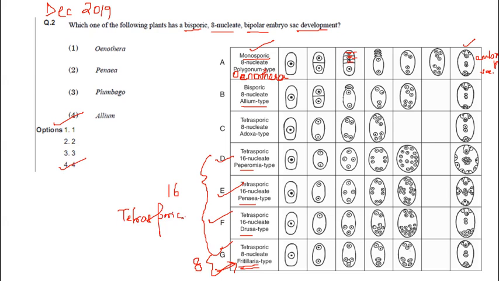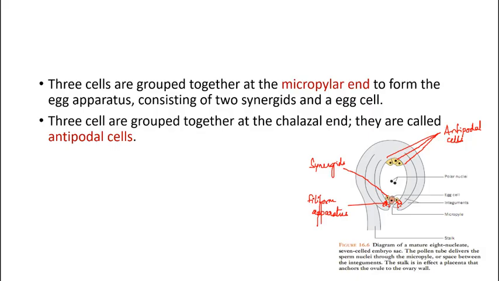Now we need to know about the egg apparatus, and which cells are what. We need to study the micropylar end and the chalazal end. I told you where the integuments, the funiculus and the nucellus fuse, it is known as the chalazal end. The next is the micropylar end. The micropylar end has 3 cells; the larger one you can see is the egg cell, which will fuse with the male gamete, and the ones adjacent to it are the synergids. I'll tell you the function of each one.